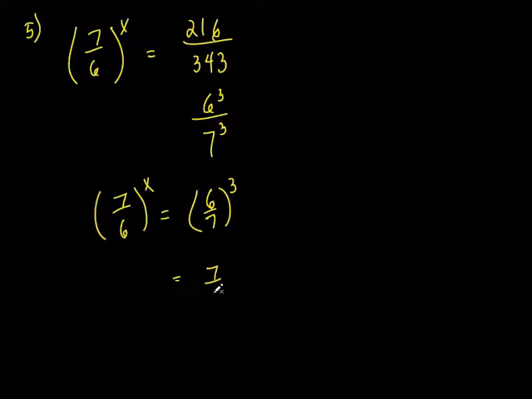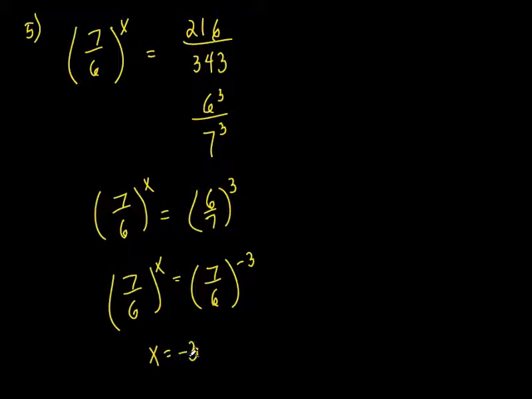Well, how can I do that? How can I just turn a 6/7 into a 7/6? If I flip this, I change this to a negative exponent. So I'll make that to the negative third. Now, the bases are exactly the same, aren't they? So 7/6 to the x equals 7/6 to the negative third. The bases are the same. We just take the exponents, set them equal to each other, so x is -3.